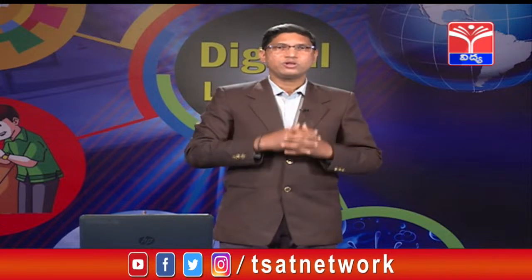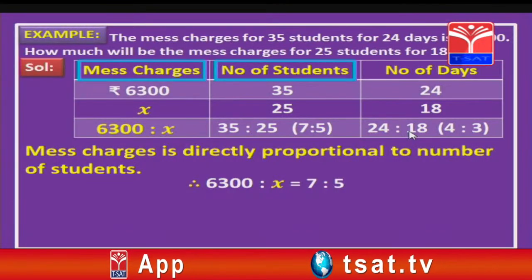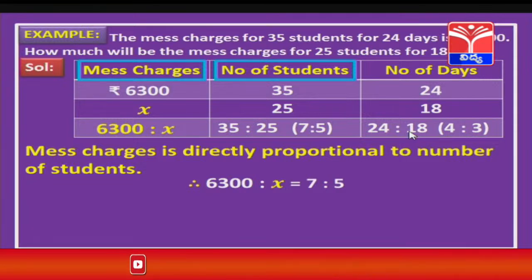So as the number of people increases, the charges increase. Here also, if the number of students increases, the mess charges also increase. So that means these two quantities are in direct proportion. I can write 6,300 is to x is equal to 7 is to 5, because they are in direct proportion.